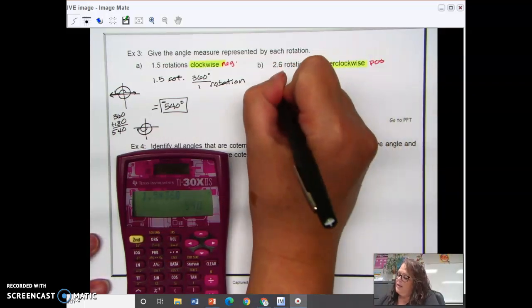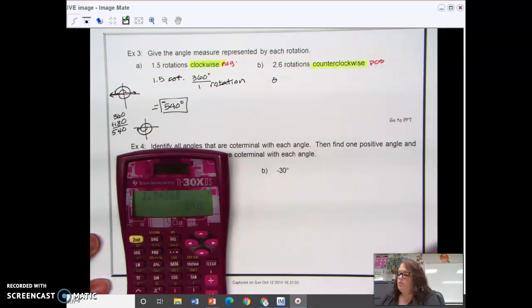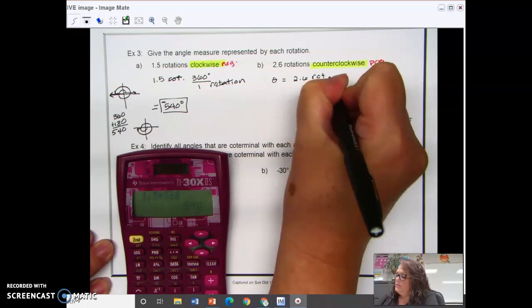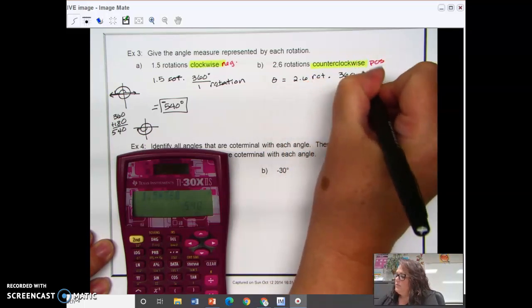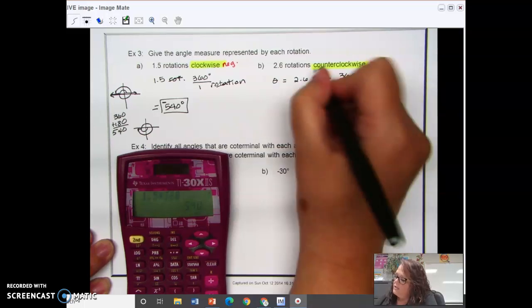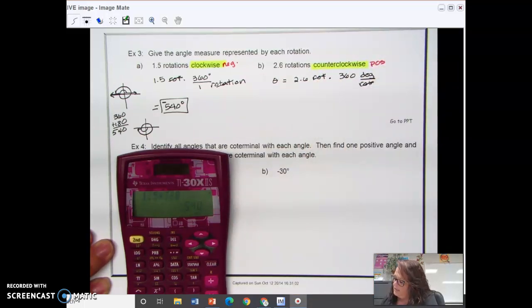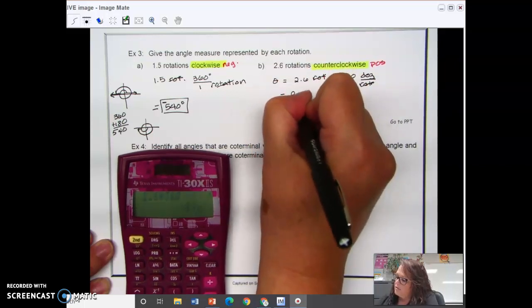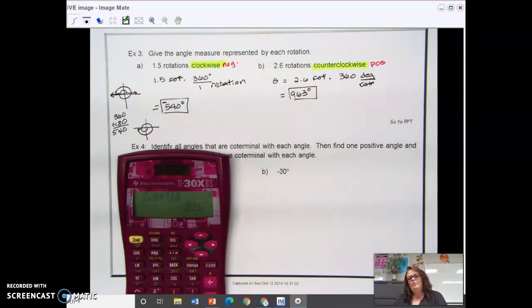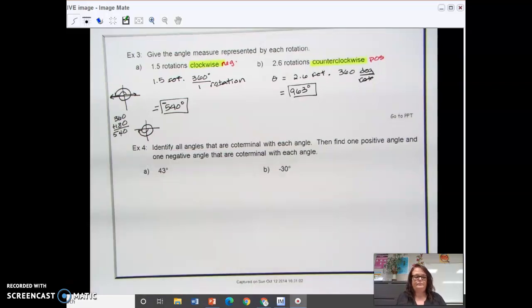And so we're going to say, we call it theta. It's like a circle with a line through the middle. We call that theta. It's a Greek letter. So we've got 2.6 rotations times 360 degrees per rotation. And now the rotations cancel and I get 2.6 times 360 gives me 936 degrees. So if I ever needed to know my angle measure based upon how many rotations, we now know how to do that.